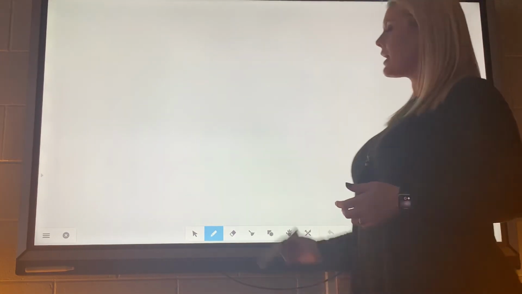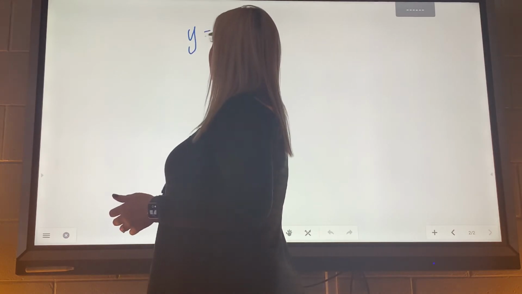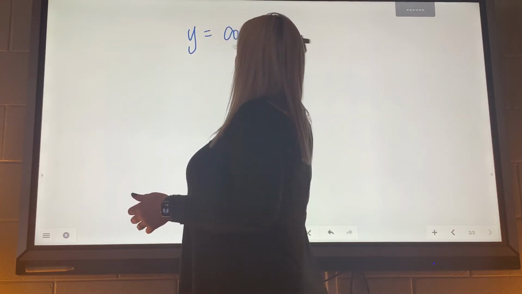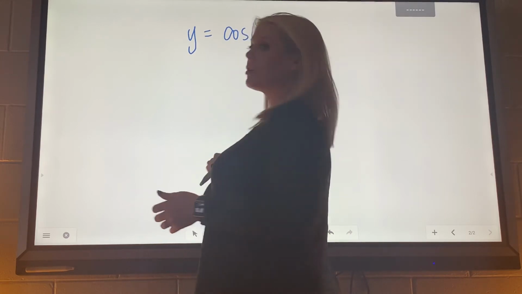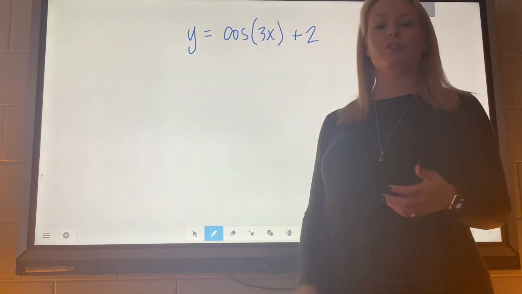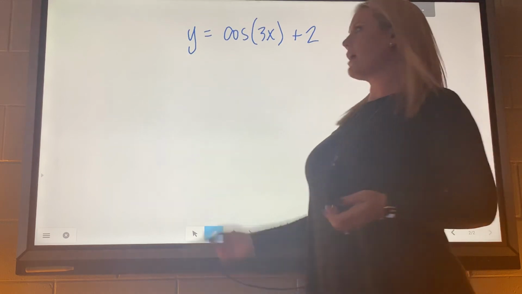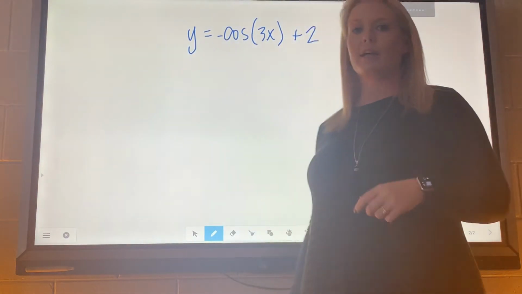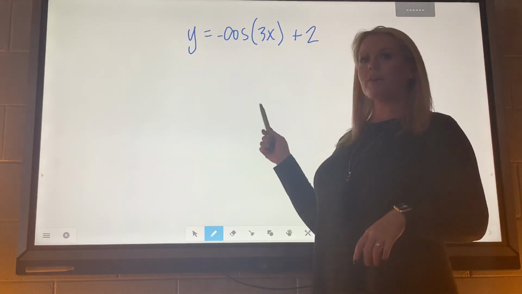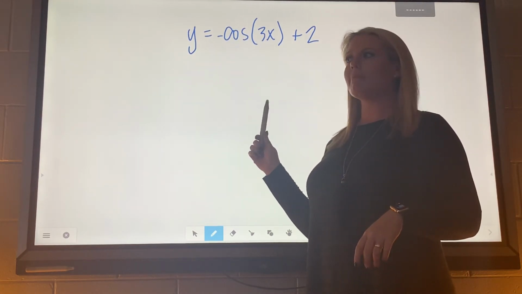So let's look at y equals cosine of 3x plus 2. I want you guys to make sure that you can just do a more simple one like that. Or how about this? Let's just stick a negative in front to add a little bit of extra stuff to it. So go ahead and work through this one.